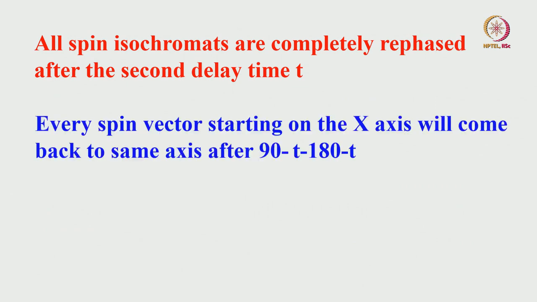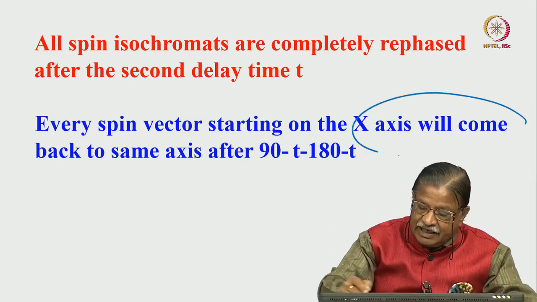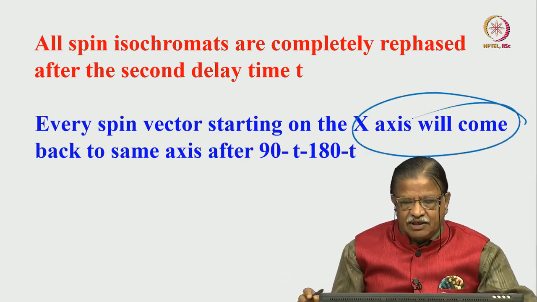This is what is happening. Every spin vector starting on the x axis will come back to the same x axis. That is for the echo. That is what I told you.